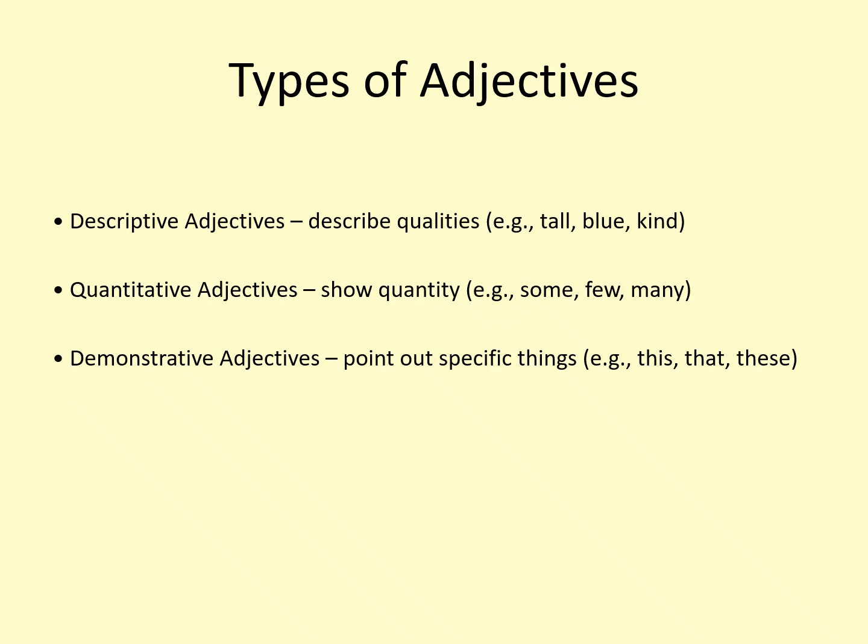There are different kinds of adjectives. Descriptive ones tell us what something is or is like. Quantitative ones tell us how much or how many. And then in traditional grammar terms, we also have demonstrative ones which point things out. We can see some examples on the slide there. Descriptive ones such as tall, blue, kind. Quantitative ones such as some, few and many. And then demonstrative ones such as this, that and these.